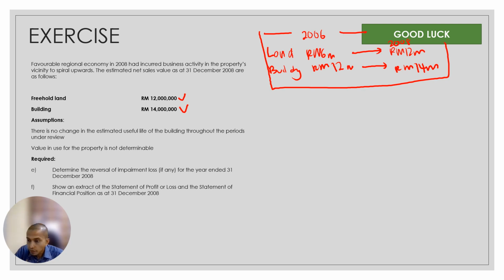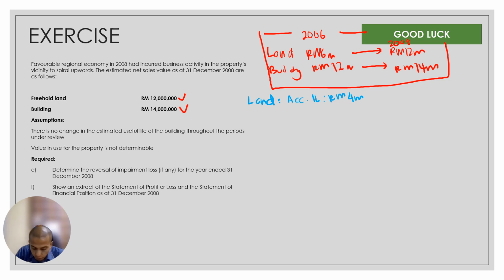Now we do land first. Originally, in 2006, we had an impairment loss, am I right? So for land, we have accumulated impairment loss of RM 4 million. You see, I put 4 million, I did not put 2 million. 2 million is actually the loss, which we covered using the ARR. So 2 million is covered using the ARR, but the accumulated total is 4 million.